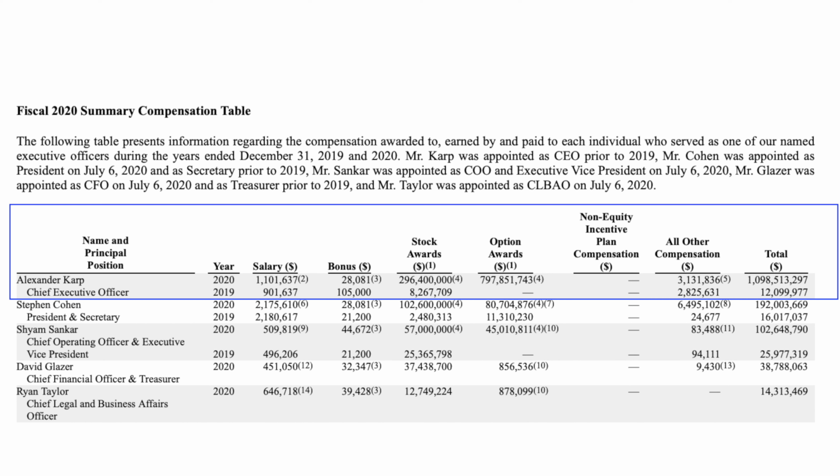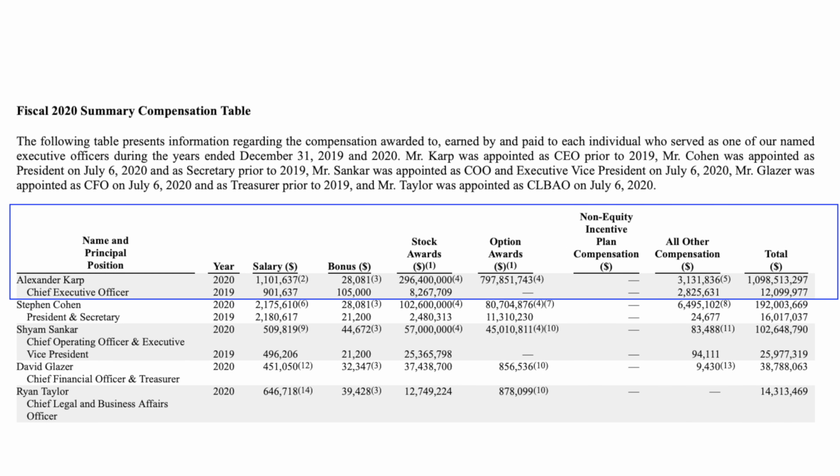But wait, there's more. He also gets bonuses, which are paid out in RSUs. These are just restricted stock units. This is just another way for the company to grant Karp more shares. These sometimes come with some limitations in terms of transferability or sales. For the year ending 2020, he received 1,213 RSUs at a grant date fair value of $23.15 per share. That amounted to $28,000. With stock awards, he received stock awards worth $296 million. He was also awarded nearly $790 million in options.